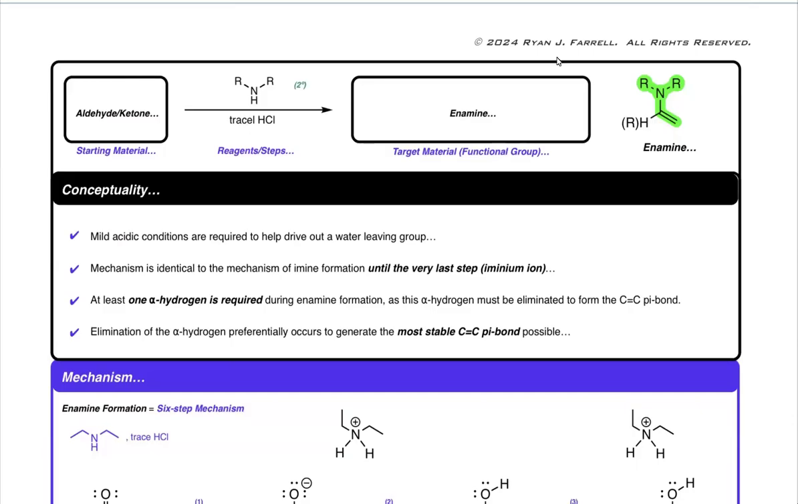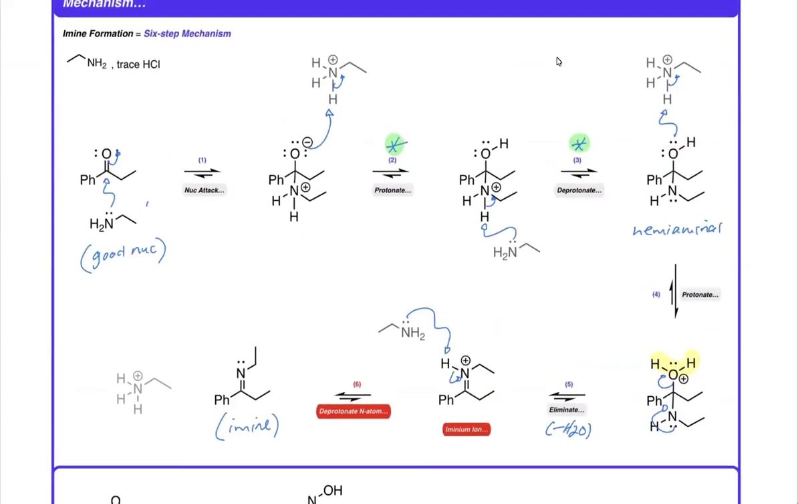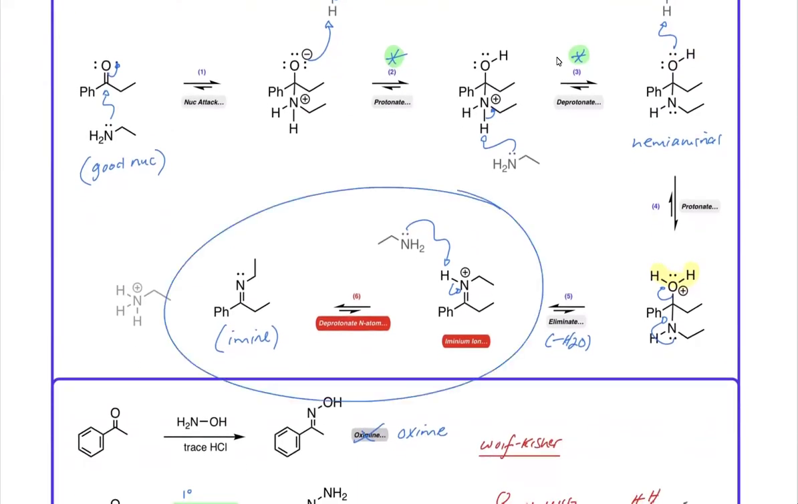In this video, we are going to discuss enamine formation, going through its mechanism and the important conceptual details. Now, in the last video, we said that when you're reacting with a primary amine, you're going to form an imine outcome. And the mechanism for imine and enamine formation is identical up until the very last step.